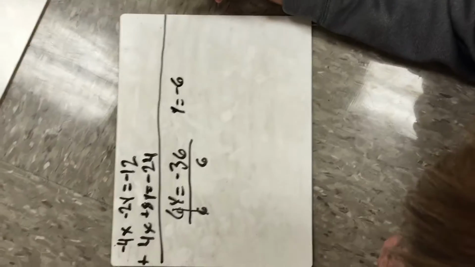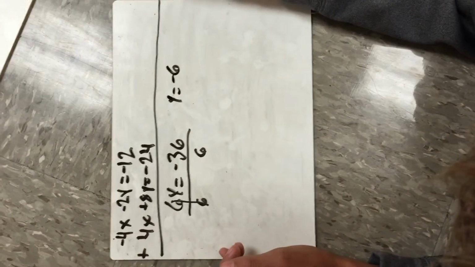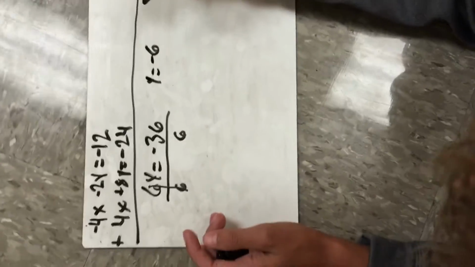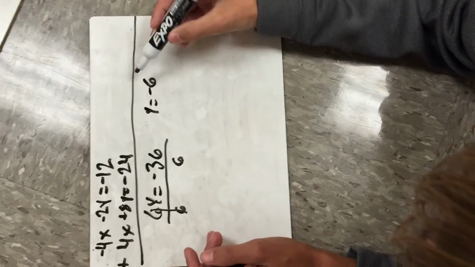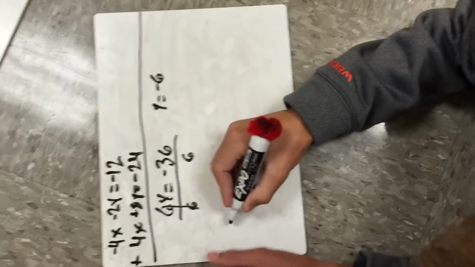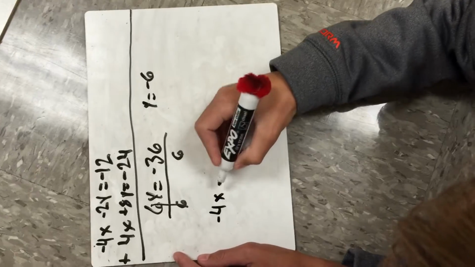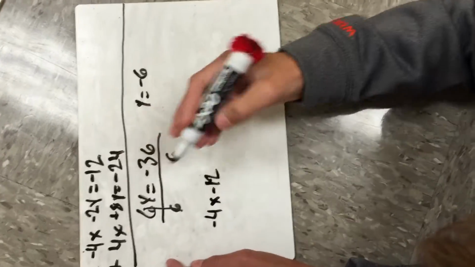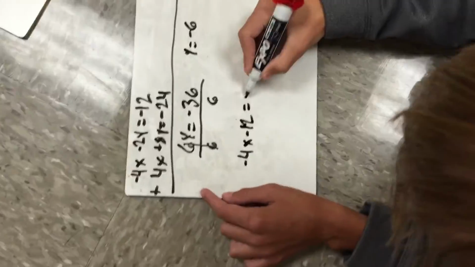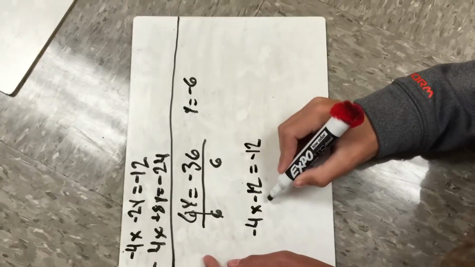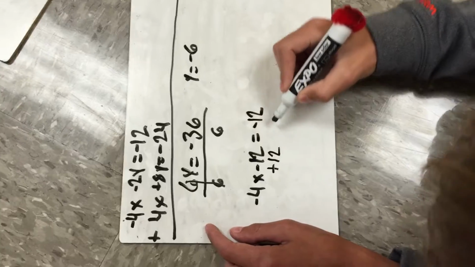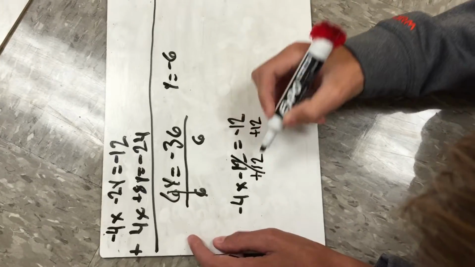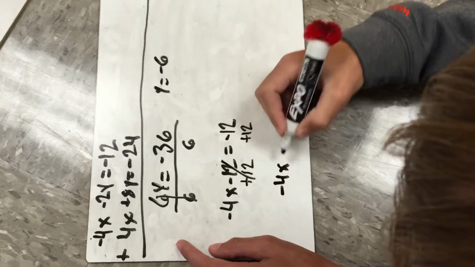But to get a point on a graph, you've got to have an x too, right? So we're going to plug in -6 for our y in this equation. So we'll have -4x minus 12, because we did -6 times -2 equals -12. So get x by itself again, so plus 12, those cancel out, -4x.